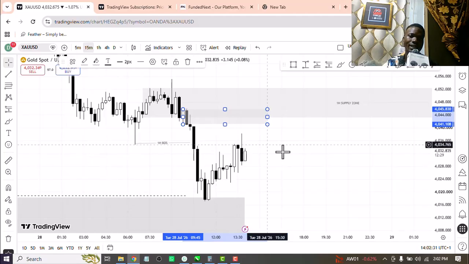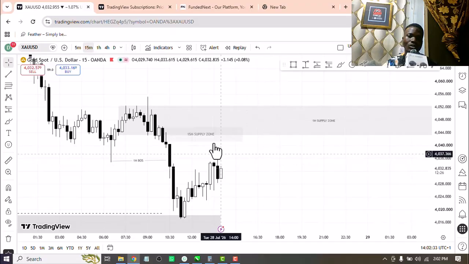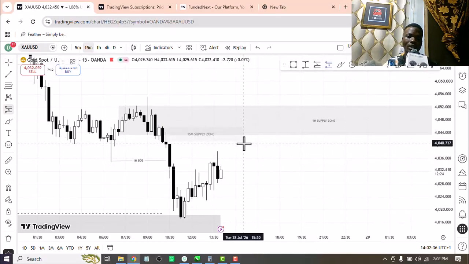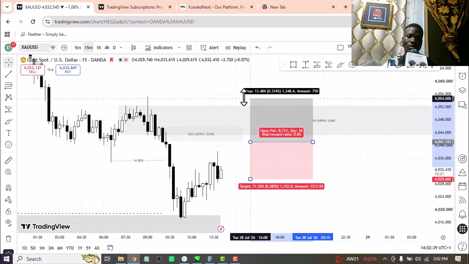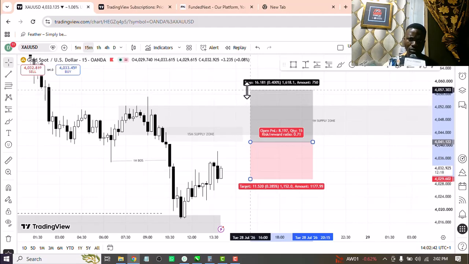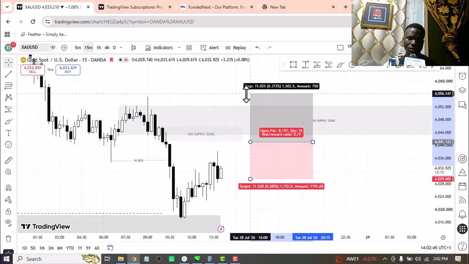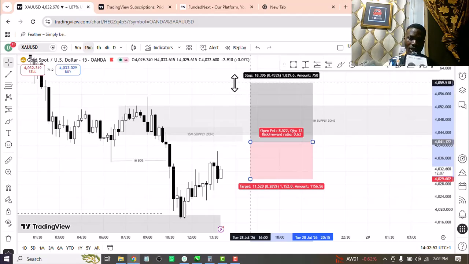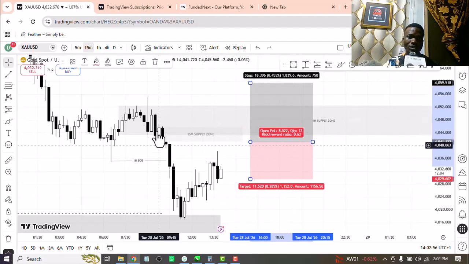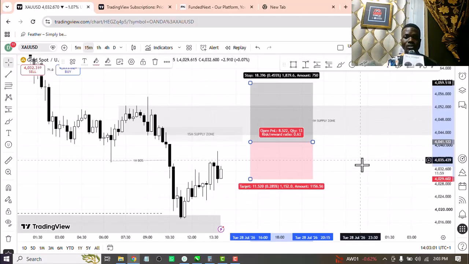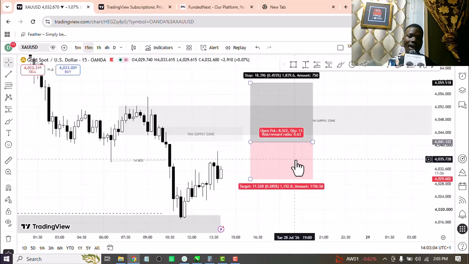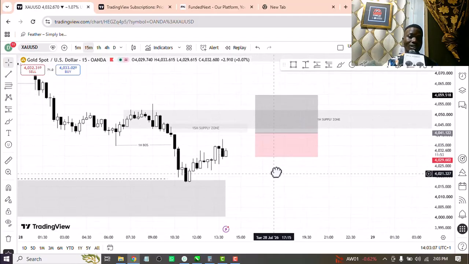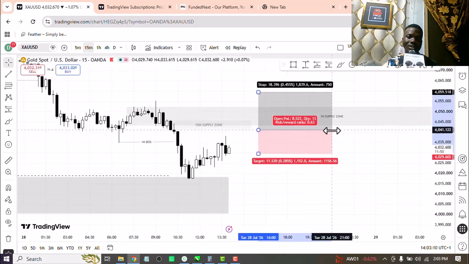15-minute supply zone. So if I enter the trade somewhere around there, my stop loss will be above this zone. It can be just above this candle, but I want to be on the safe side, so I'm going to set my stop loss all the way up here, because price might come all the way up here to retest this zone as well. So I've given my stop loss breathing room before I enter the trade. Let us see how this is going to play out.